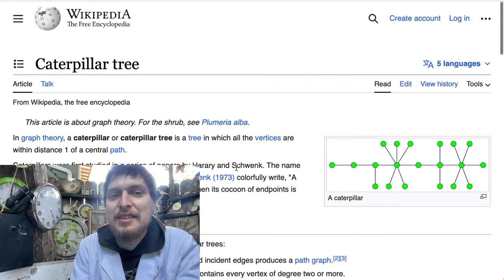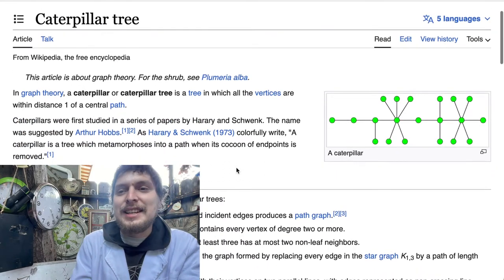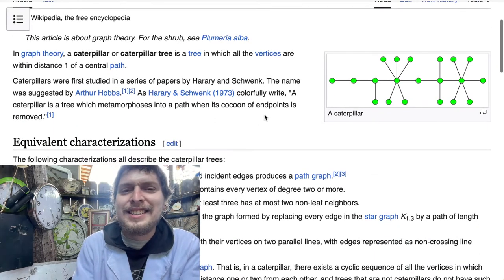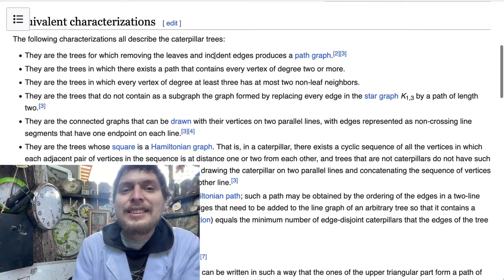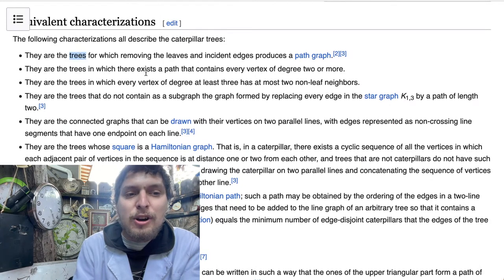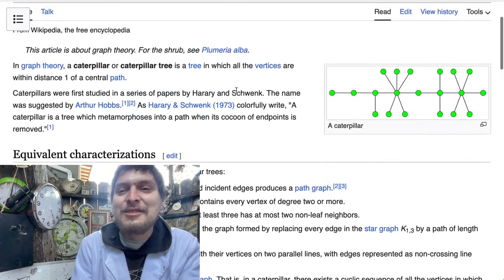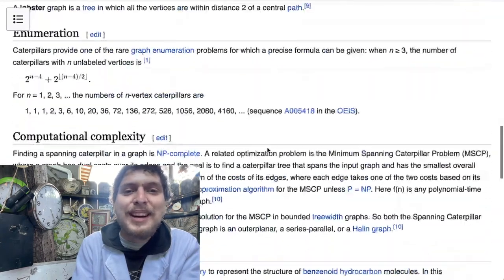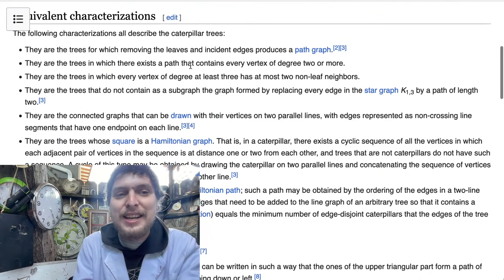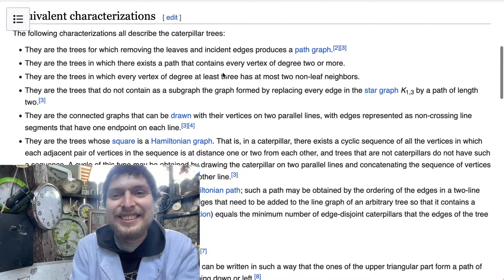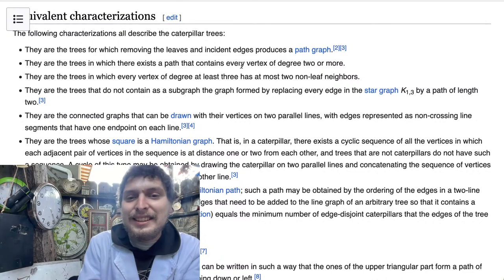There's a type of graph called the caterpillar tree. And one definition of what a caterpillar tree is: a caterpillar is a tree which metamorphosizes into a path when its cocoon of endpoints is removed. Now, while that's a more casual definition, we can see that they do have definitions for what's called trees in graphs. They have a definition for what's called leaves. And they nicknamed this one a caterpillar, not just because some of them look kind of caterpillar-like, but because it works with the other web of nicknames of them. Caterpillar trees are trees for when you remove the leaves, this happens, or things like that. How many paths are on the leaf?